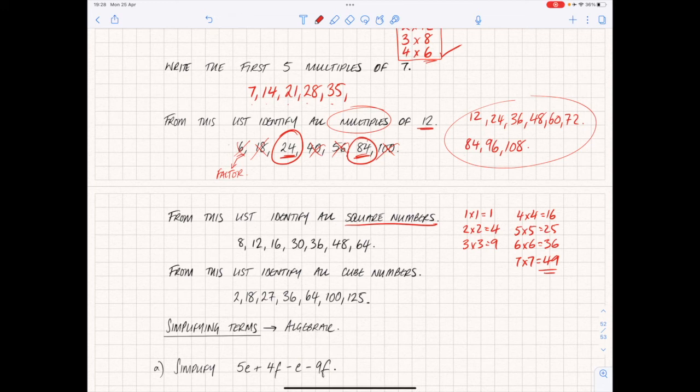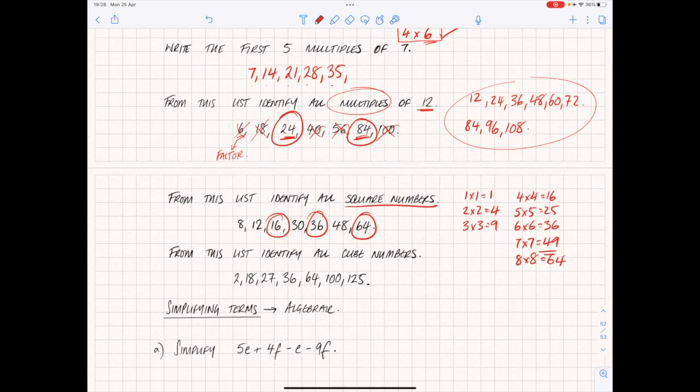So let's look at the list. So we've got 16, which is a prime. 36, which is a prime. And then 8 times 8 would be 64. That's your next square number. So all of those three, sorry, I think I said prime there, I meant square numbers. So they're all your square numbers. Cube numbers, now it's 1 times 1 times 1, which is 1.